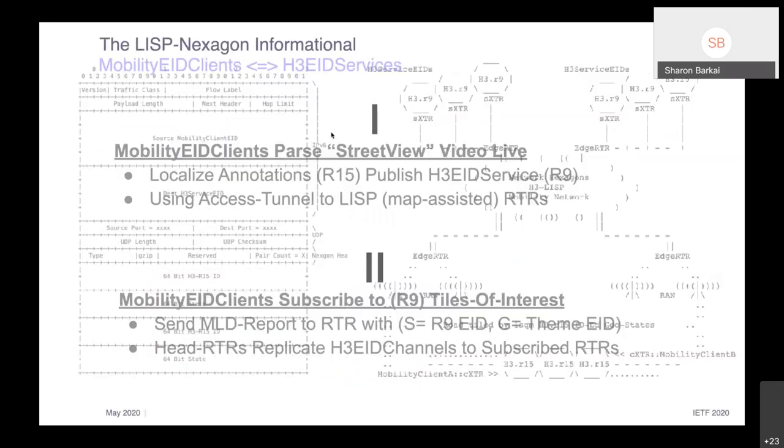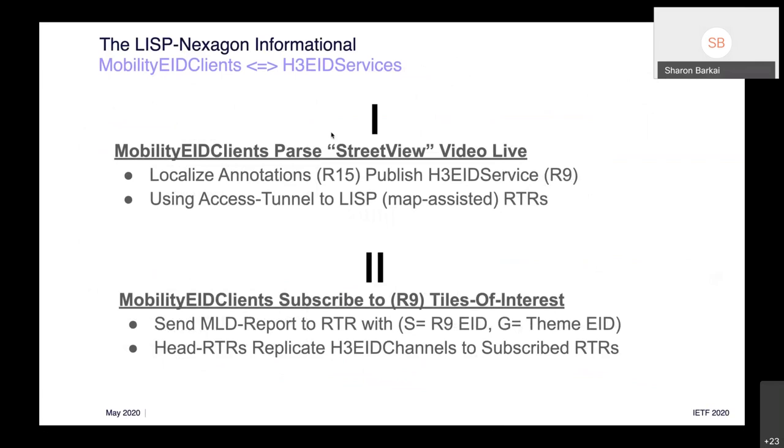It can be captured very simply. This whole information does not change anything in LISP. It leverages existing mechanisms. The mobility clients parse the street view that they see. They localize and publish to the H3 AD service. They use access tunnels to LISP RTRs. The RTRs are map assisted. The tunnels are just simple tunnels, and it relies on the fact that there is IP connectivity, and we need LISP for logical connectivity.